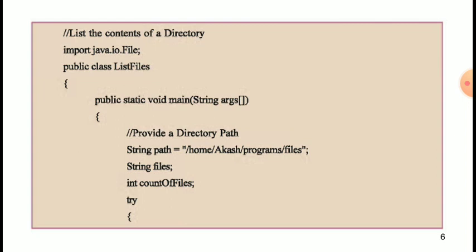So that is an example of a program to list files in a given directory. First line is a comment line, double slash, list the contents of a directory. Import java.io.File, public class ListFiles, starting curly bracket, public static void main, String args, starting curly brackets, double slash, that means a comment, provides a directory path.